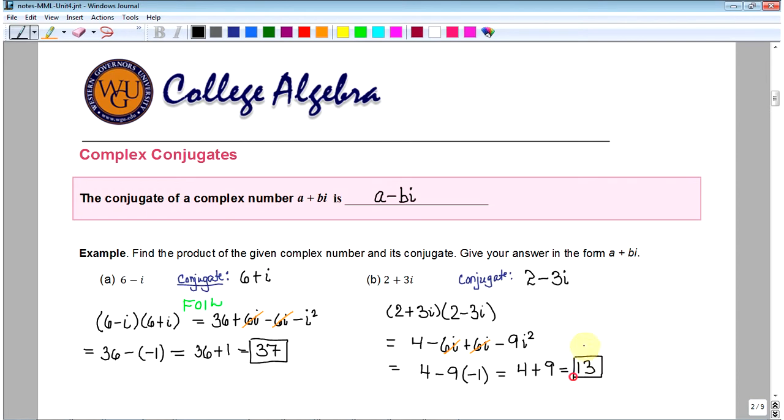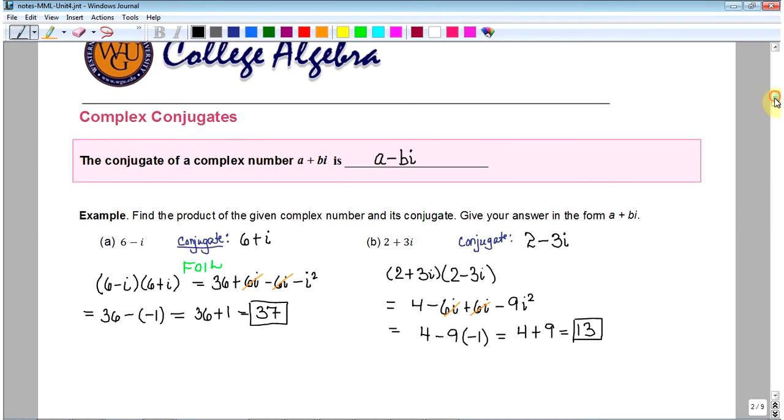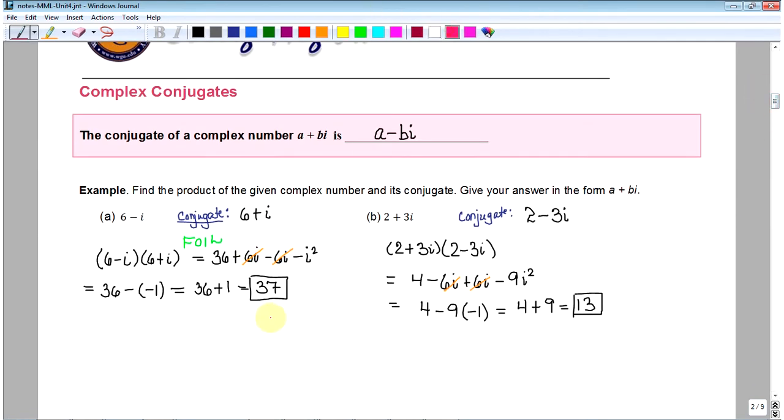And for both of these, the instructions said to give our answer in the form a plus bi. So our answer would be, since we don't have an i term, that means that b is 0. So 37 plus 0i would be our answer for the first one. And then we would have 13 plus 0i as our answer for our second example.